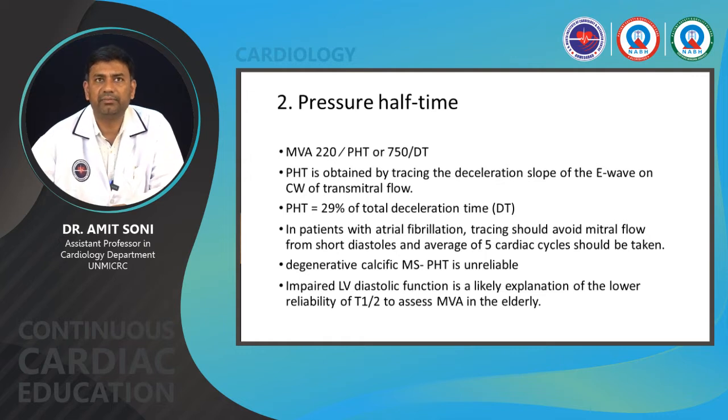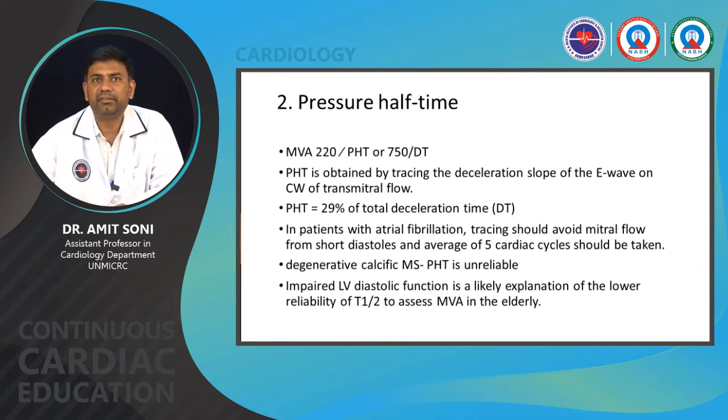Coming to the pressure half time. We can calculate the mitral valve area by pressure half time. It is calculated by 220 divided by pressure half time, or 750 divided by deceleration time. Pressure half time is obtained by tracing the deceleration slope of the E wave on the continuous wave or transmitral flow. Pressure half time is 29% of the total deceleration time.